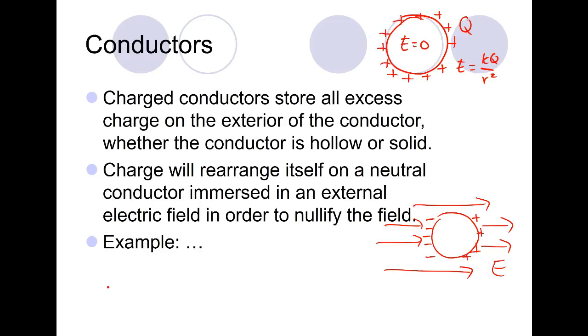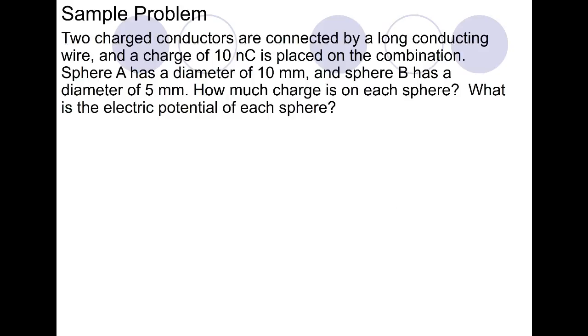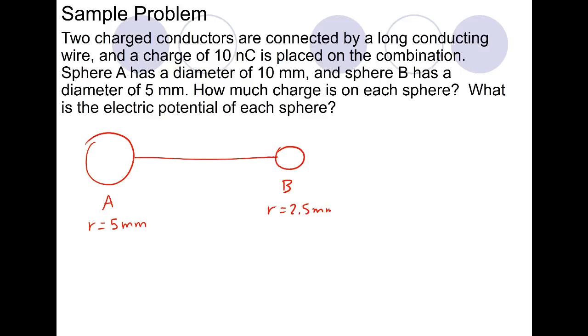So here's another example of a conductor. Okay, so I have two charged conductors that are connected by a wire. So here's sphere A with a diameter of 10 millimeters, so it's a radius of 5 millimeters, and that is connected by a wire to sphere B, which has a radius of 2.5 millimeters. And we want to determine how much charge is on A and how much charge is on B, and what's the electric potential of each sphere. So we want VA, VB, QA, and QB. So there's a lot of variables here.